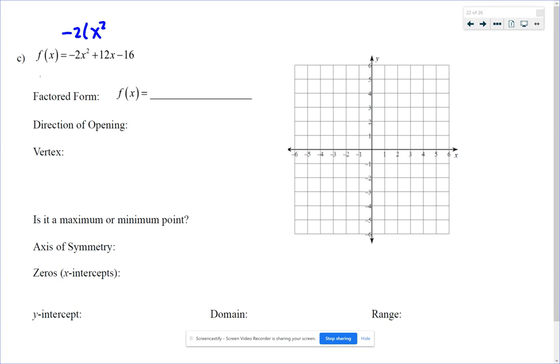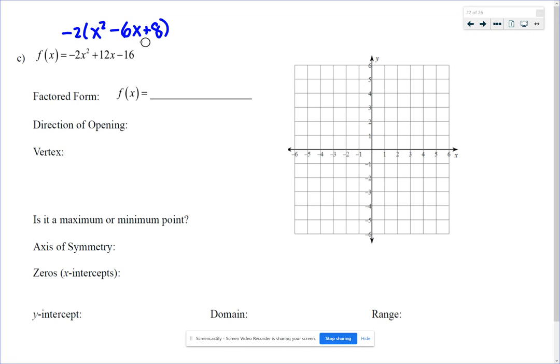So luckily for us, 12 and 16 are both divisible by 2. So we don't have to worry about fractions. No fractions, yay. So factor out the -2. Double check yourself. Does the -2, when I distribute it back through, recreate my original function? It has to. Okay, now we're going to factor the stuff inside the parentheses.